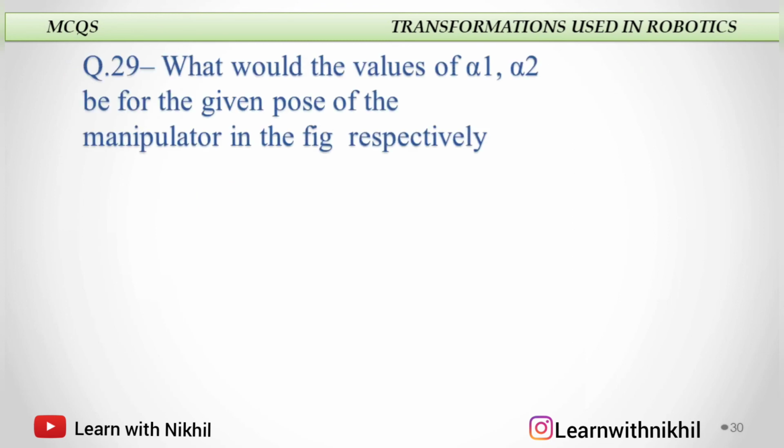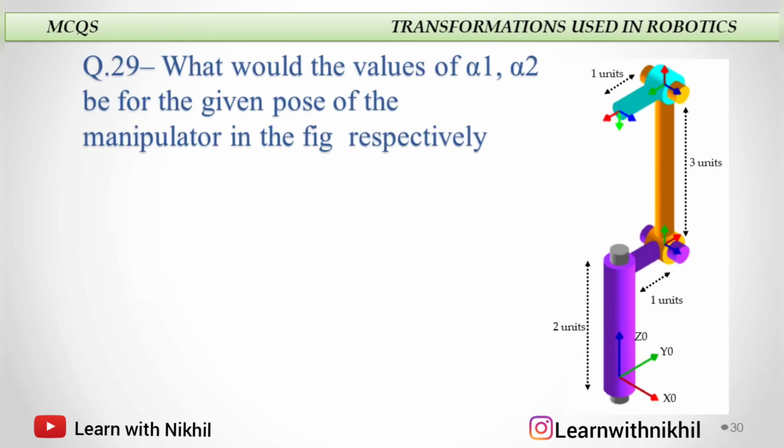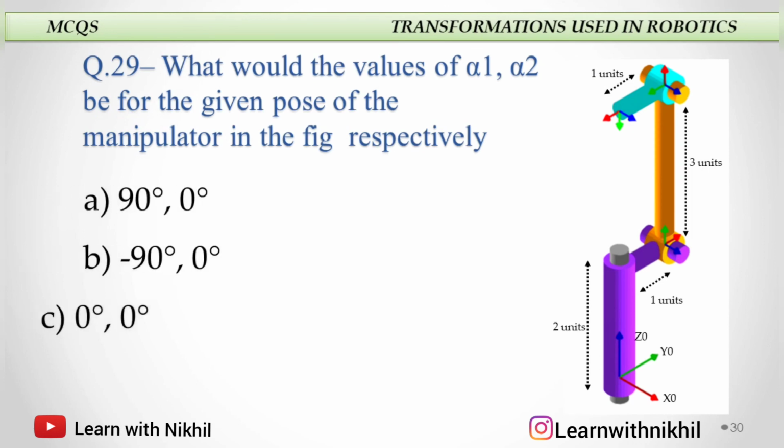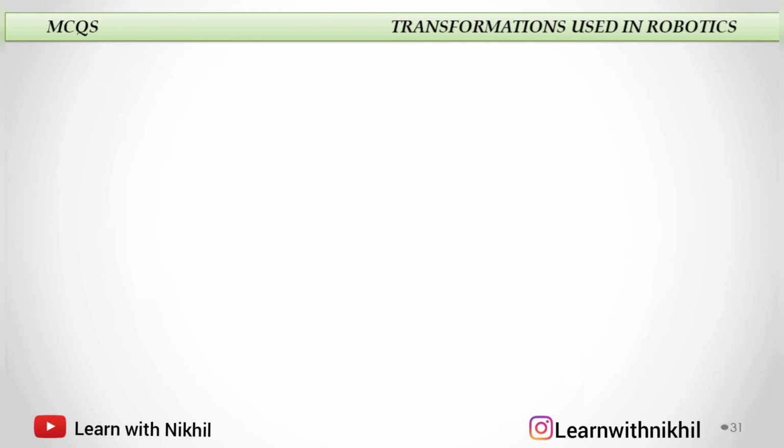Next question. What would be the values of alpha 1 and alpha 2 for the given figure? Same figure as we have seen previously, but the values of alpha 1 and alpha 2 are 90 degrees and 0 degrees. So alpha 1 is 90 degree and alpha 2 is 0 degrees. For explanation, you can visit the video and see the whole explanation.